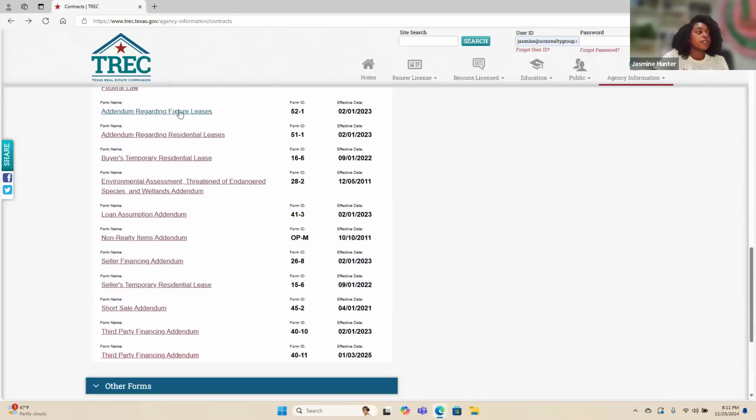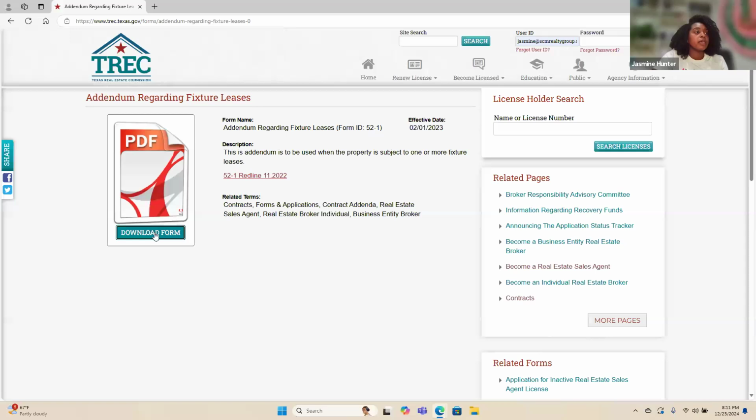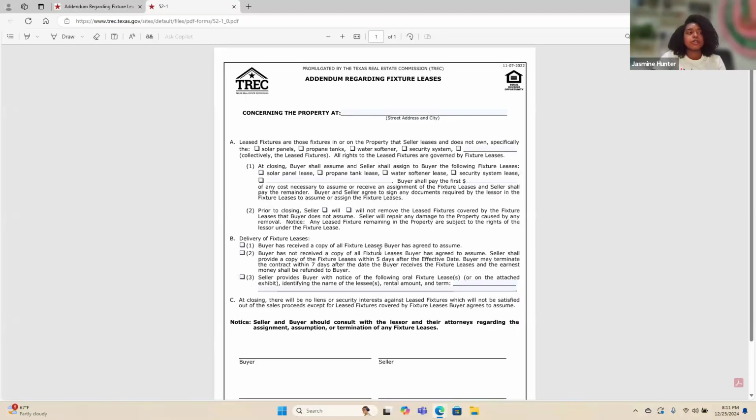Now, your addendum regarding fixture lease, this document is going to be for Ring doorbells, security systems, water softener, propane tanks that are being leased out, solar panels, things like that. And what we need to know is if you have anything affixed to the property that also has a lease. If I'm buying that property from you, you need to disclose what's affixed to the property that's requiring a lease. Are you paying that lease completely off and removing that fixture from the property? Or are we keeping that fixture on the property and you are paying it off? Or am I assuming your responsibility financially for this lease and we're keeping the thing on the property?